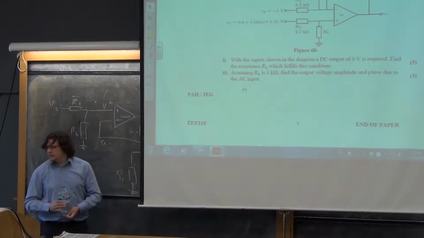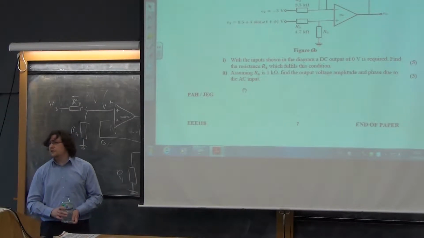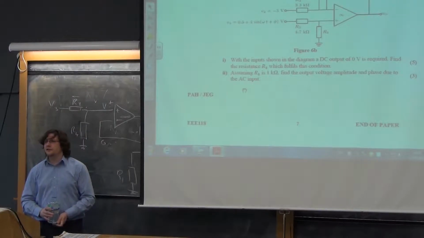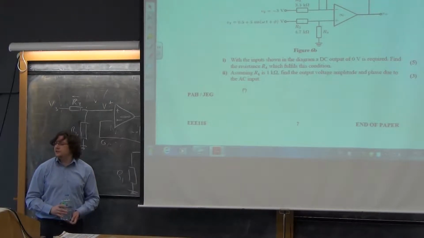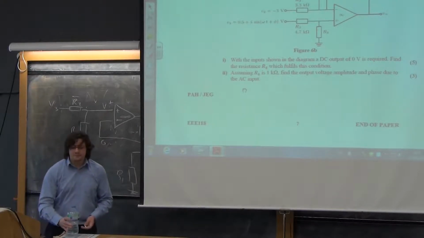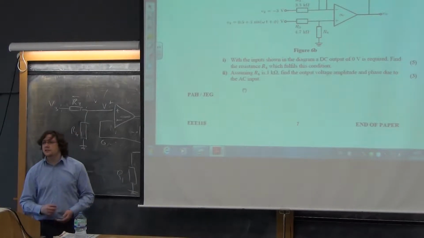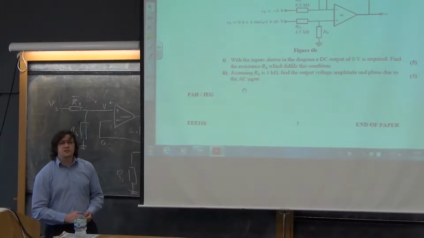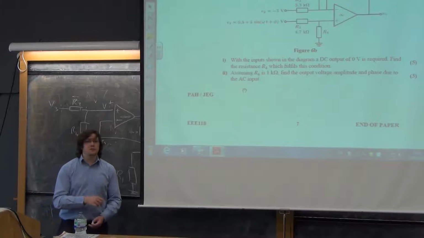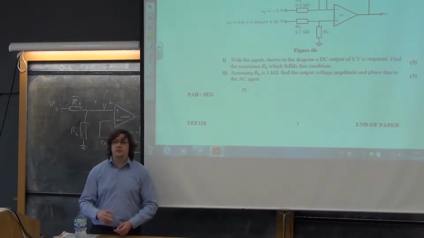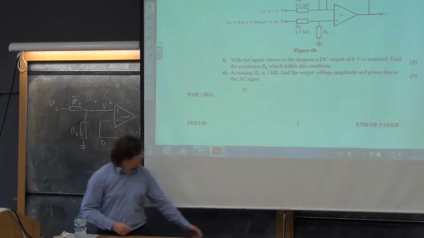So, Part C, Part 2, or II: assuming R4 is a kiloohm, so get out of jail free card, find the output voltage, amplitude and phase due to the AC input. With these problems, you can worry about the AC and the DC separately for the same reason that you can switch off voltages if you need to and use superposition. So you can do superposition of different voltage sources and you can do superposition of AC and DC components. And if that makes you feel a bit sick, think about this.